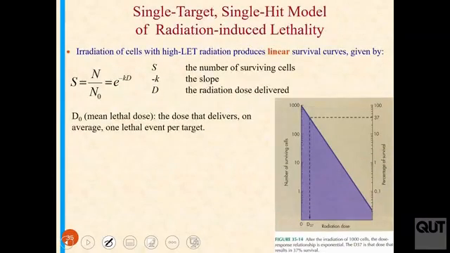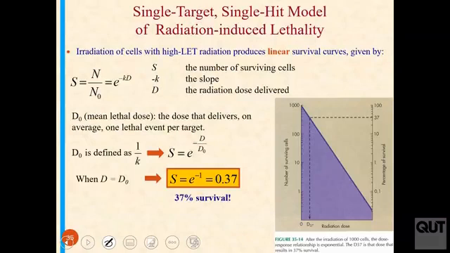We can come up with an equation for it because it's a log, so it's just an exponential or inverse exponential, and we've got mean lethal dose. We've got a D0, we've got a D. It's just a very simple exponential explanation.